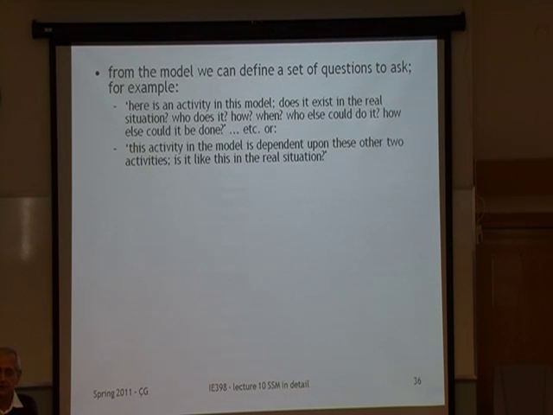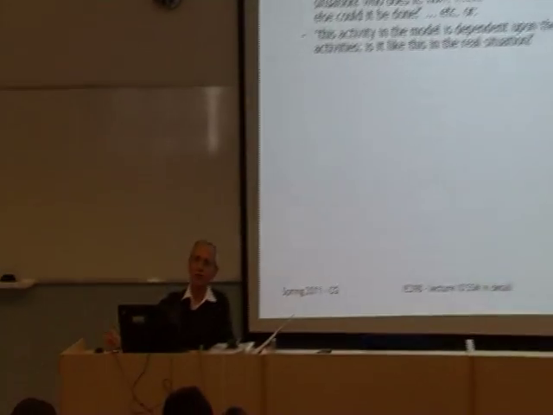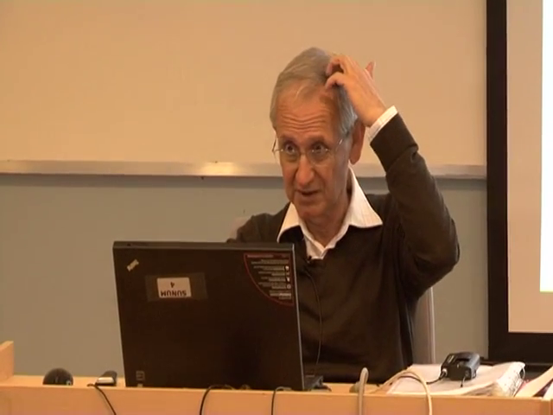Or you can ask, for example, the question: this activity in the model is dependent upon these other 2 activities. You know, the arrows going from one activity into another activity. So if there's such an arrow, the previous activity has to come first. I mean, the following activity depends on the previous activity. Is it like this in the real situation? You can ask, is it really like this in the real situation? So the questions can be about activities or the dependence of one activity upon another.